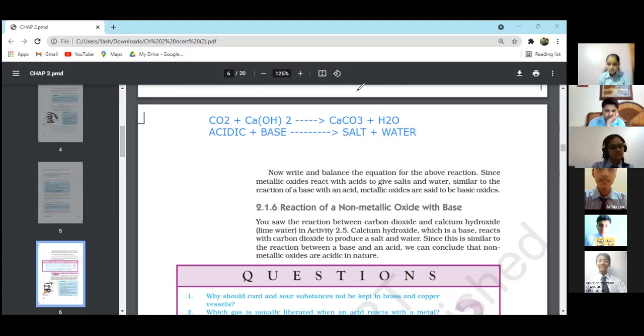basic in nature. This you have done in junior classes. Metallic oxides are basic in nature and non-metallic oxides are acidic in nature, right? Metallic oxides are basic in nature and non-metallic oxides are acidic in nature. Clear to everyone? Ma'am, why is it acting like an acid?